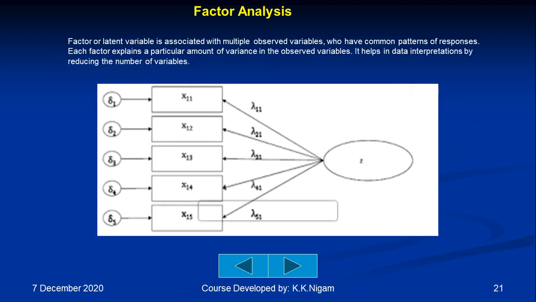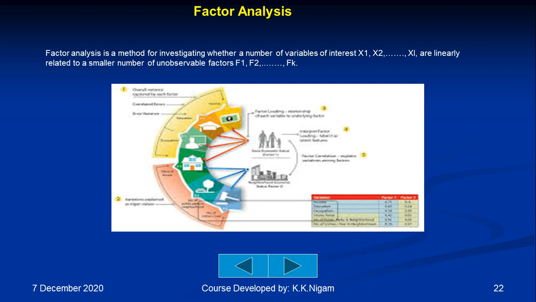Now, a factor or latent variable is associated with multiple observed variables that have common patterns of responses. Each factor explains a particular amount of variance in the observed variables. It helps in data interpretation by reducing the number of variables. Factor analysis is a method for investigating whether a number of variables of interest x1, x2, up to xn are linearly related to a smaller number of unobservable factors f1, f2, and so on up to fk.